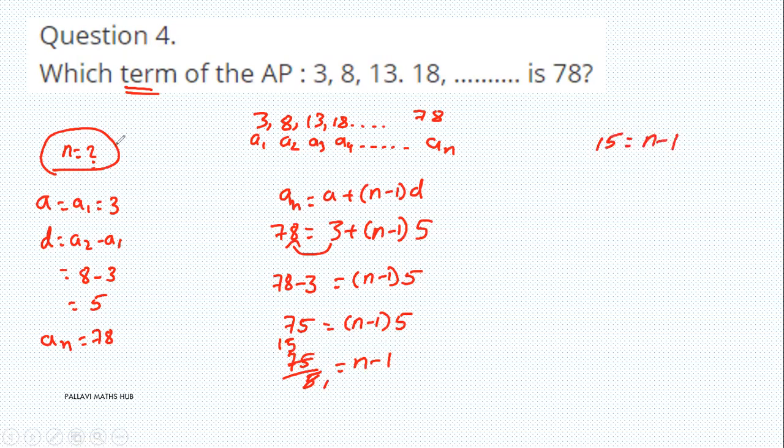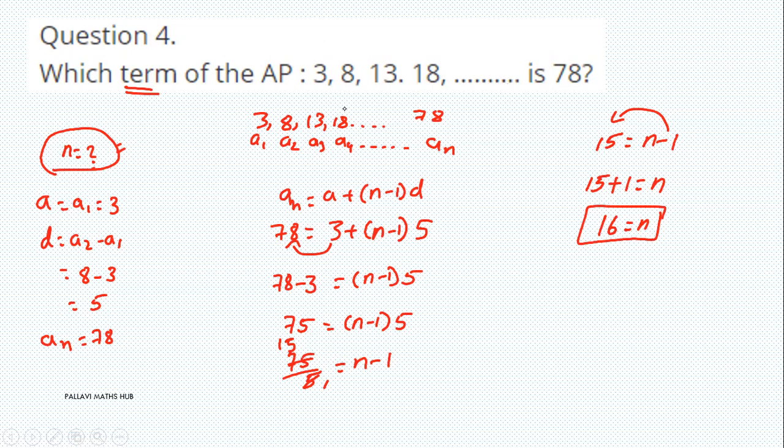You need to find the value of N. So minus 1, take to the left-hand side, it will become plus 1 is equal to N. 15 plus 1 is 16. 16 is equal to N. Did you get the answer? Yes. Which term? The 16th term is 78. Next, let's move on to the next sum.